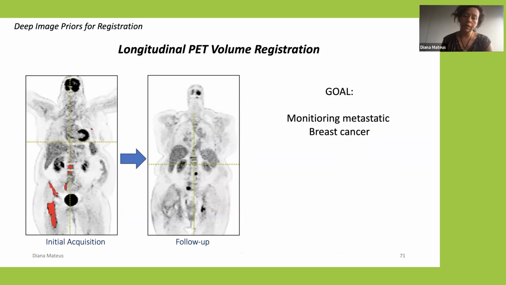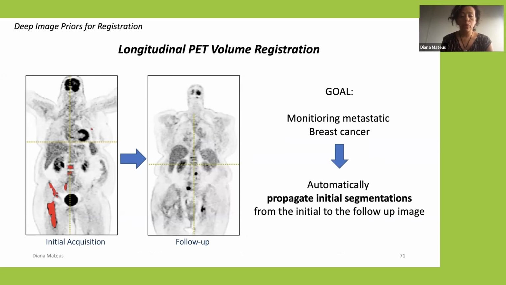So what we are going to try to do here is, for our database, monitor this metastatic breast cancer by propagating an initial segmentation. We are going to assume that we have either an automatic method or an operator that takes the time to segment the initial lesions, and our quest now is to see where these lesions went after treatment, in the first or second follow-up.